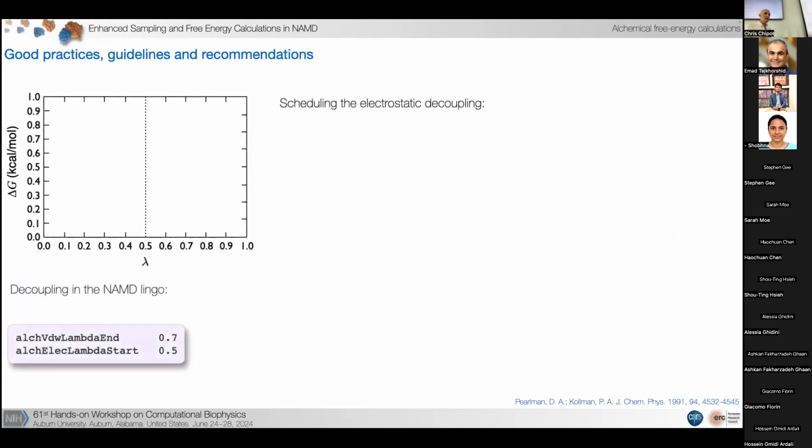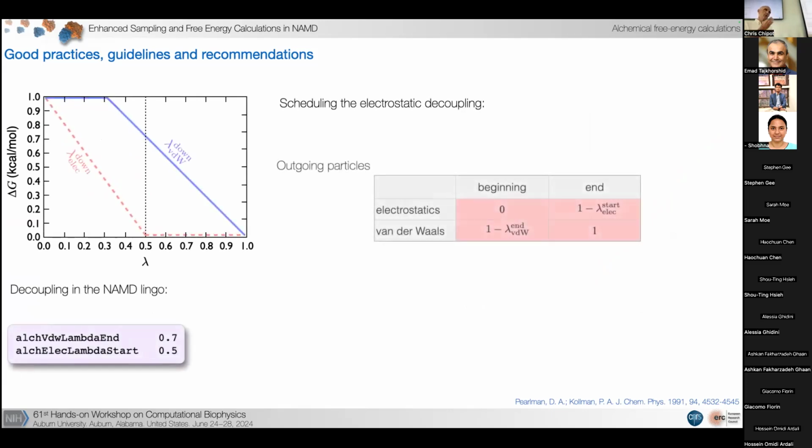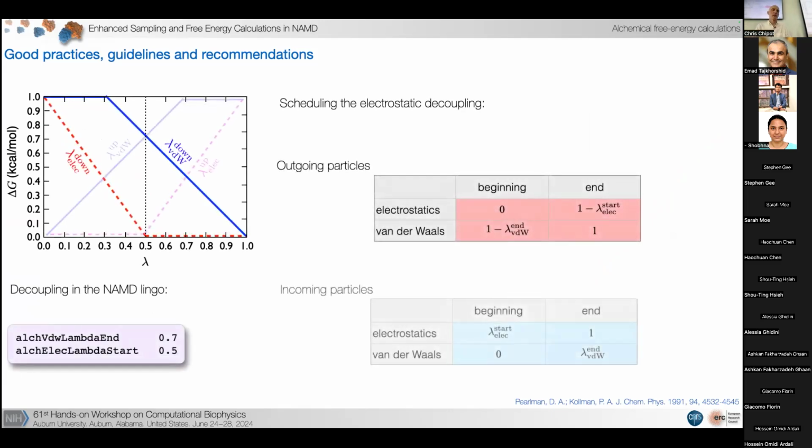So remember what I mentioned for the single topology paradigm, we also have a similar thing for the dual topology paradigm, decoupling electrostatic and van der Waals. Remember that you would never want to have a naked charge in your simulation box, because if it has no van der Waals, then it will move very fast and clash with other atoms. So when you make a particle disappear or appear, you always want to have your van der Waals term ahead of the electrostatic term.